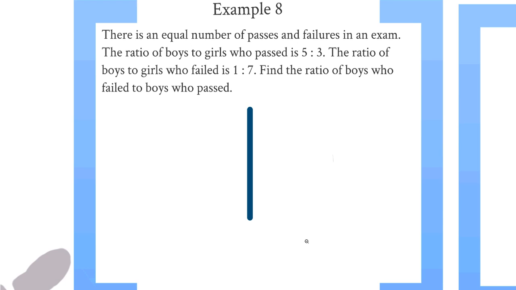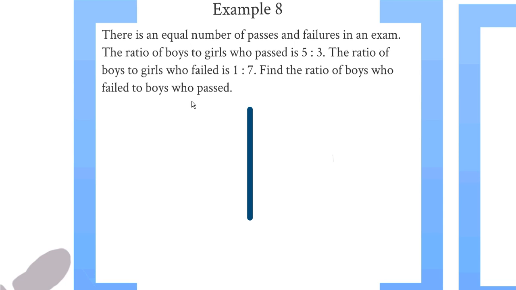There is an equal number of passes and failures in an exam. The ratio of boys to girls who passed is 5 to 3. The ratio of boys to girls who failed is 1 to 7. Find the ratio of boys who failed to boys who passed.